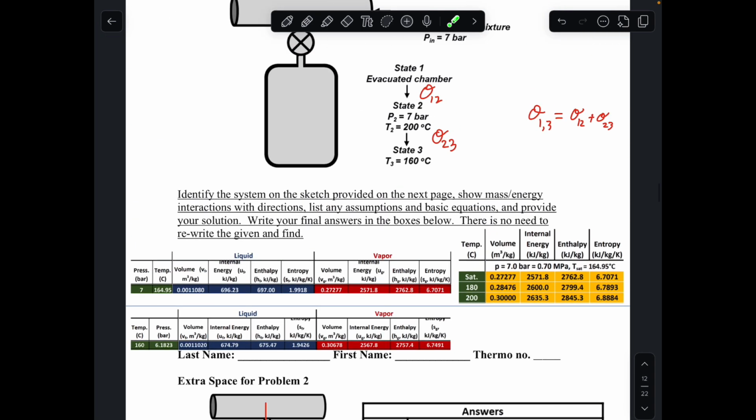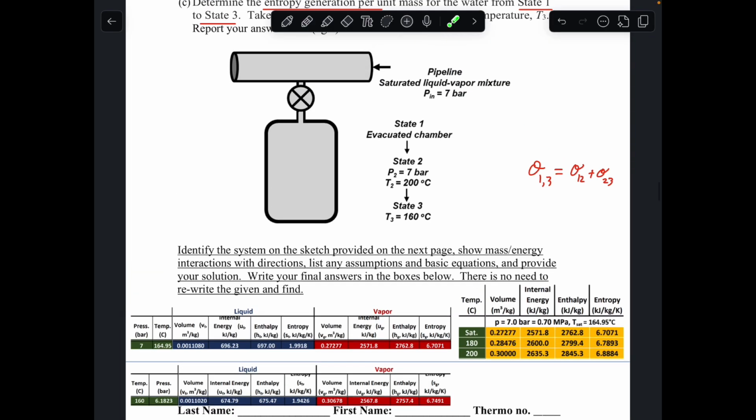So remember, at state 2, maybe I'll write it out here so that we don't get confused. At state 2, we are in the superheated vapor range. That's the one before that we used this table for, because we're at 7 bar and 200 C, like we see in the superheated vapor table here. At state 3, though, we might not be. We don't know initially off the bat. They only give us the temperature, but we need to figure out what state we're in from a different method.